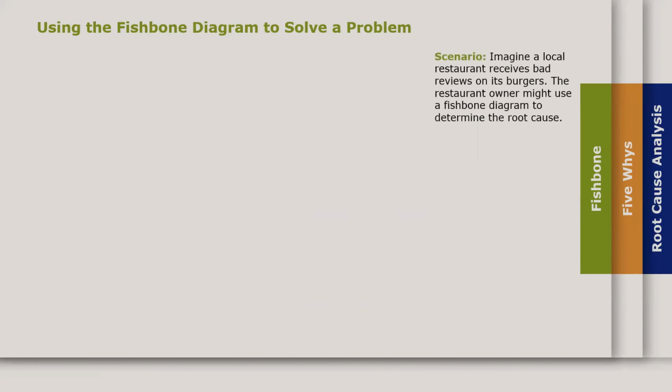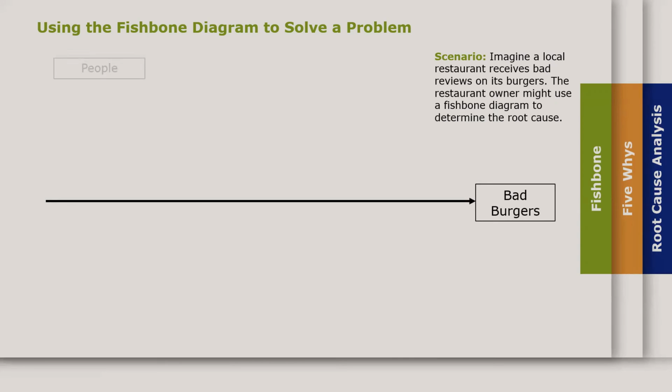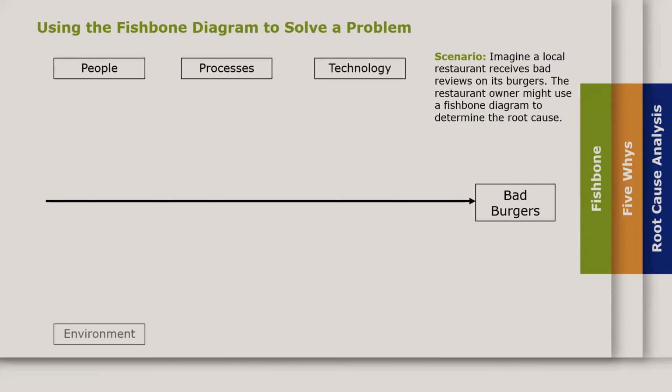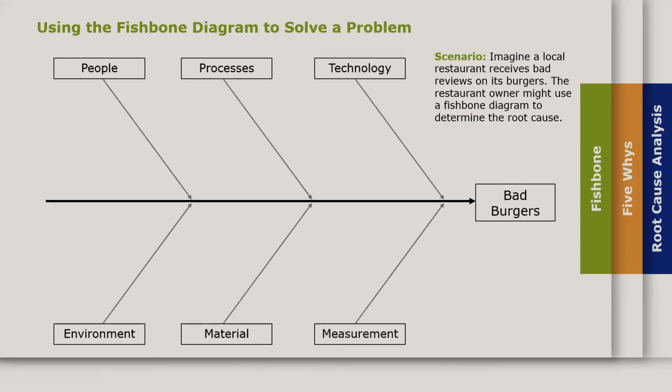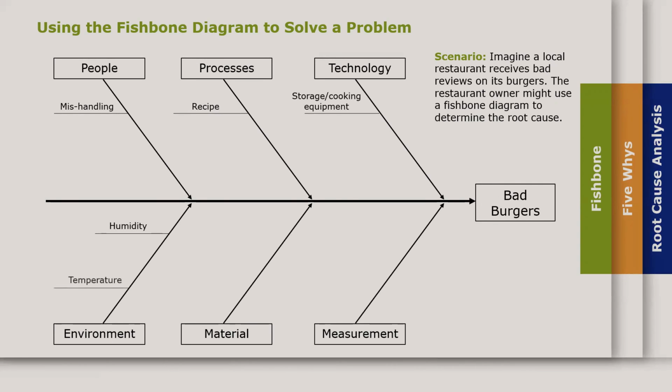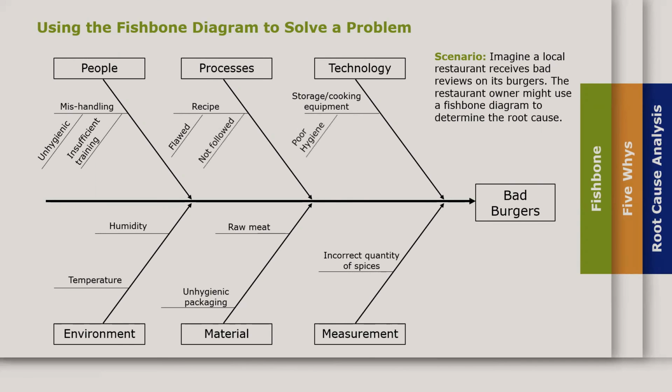Now let's look at an example. Imagine a local restaurant receives bad reviews on its burgers. The restaurant owner might use a fishbone diagram to determine the root cause. To do this, let's begin with our problem statement. Now that we have our problem statement and our main line, we can begin drawing branches to the relevant categories. Now we can look at each of our categories and brainstorm possible root causes that would lead to a bad burger. Some of these potential causes, we can ask follow-up questions and drill down to a more specific root cause.